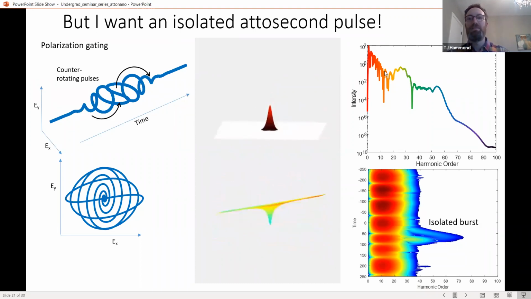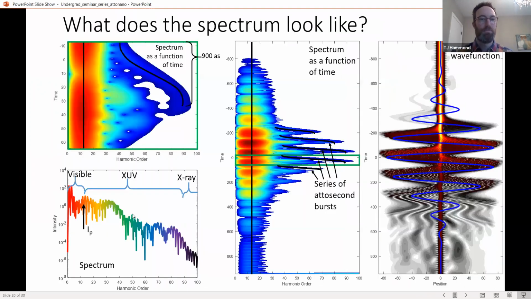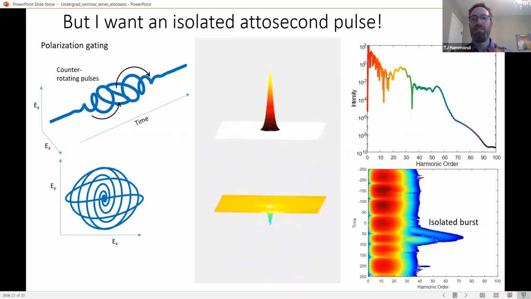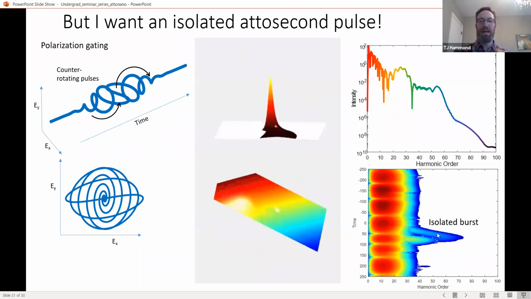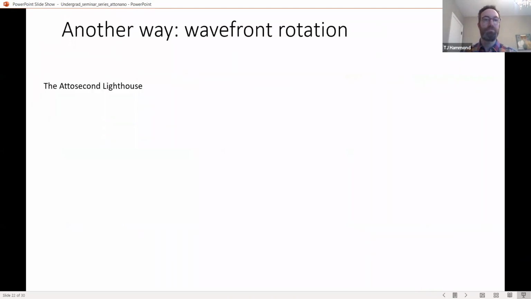And the spectrum of that ends up being much smoother. So you can see here that you have all these harmonics showing up here. On the right, this is very smooth. And if you look on the bottom right here, what you get is an isolated attosecond burst from about the 40th harmonic order to about the 70th harmonic order. And that's how to create an isolated attosecond pulse. It's one of the ways to do it.